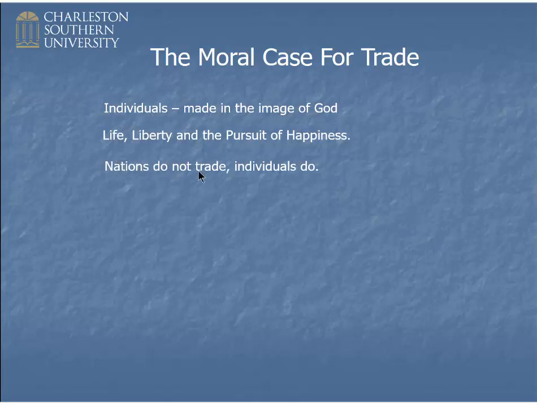Nations don't trade. There is no person called Uncle Sam, and he doesn't trade with some crazy person in Canada who's wearing a maple leaf. No, nations don't trade. Individuals trade. So I might buy lumber that's produced in Canada, or I might buy shoes that are produced in Italy or whatever. Individuals trade, not nations.